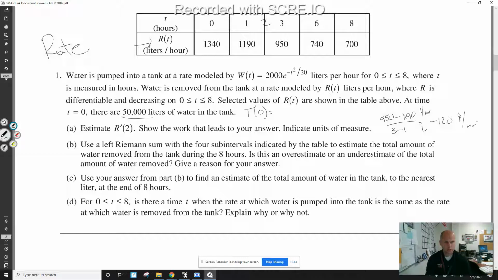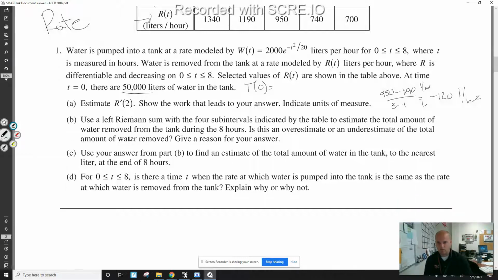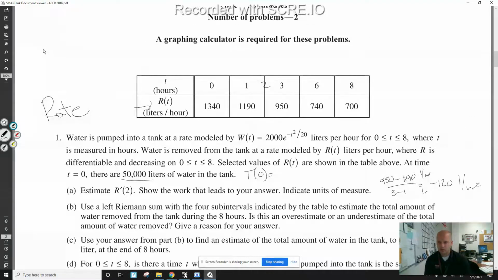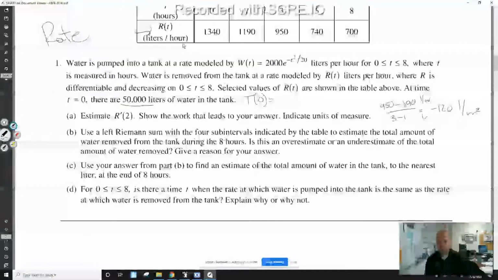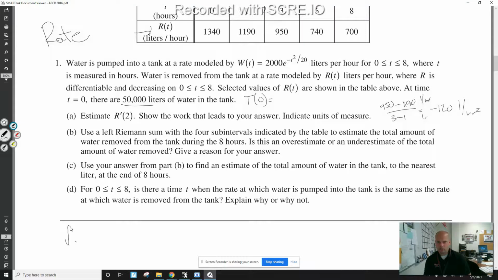liters per hour squared. Left Riemann sum, indicated by the table, to estimate the total amount of water removed. So remember the formula: the total amount is equal to our initial amount plus our total in, which will be an integral of our rate in, pumped into the tank, W, minus the integral of our rate out, R, which will be the total out. So we're going to approximate the total out. So integral from 0 to 8 of R.